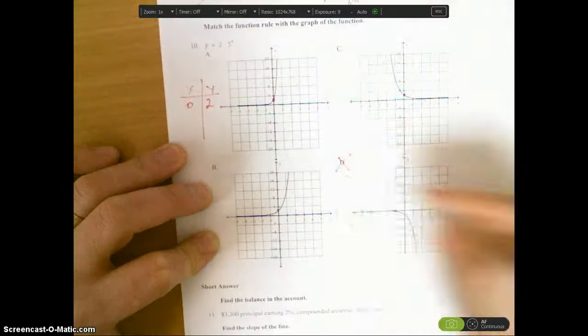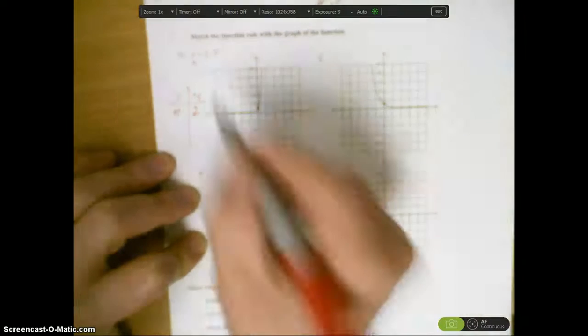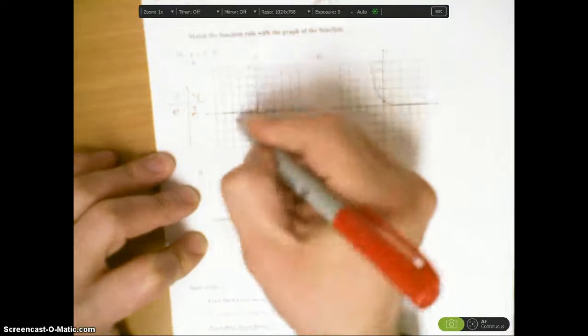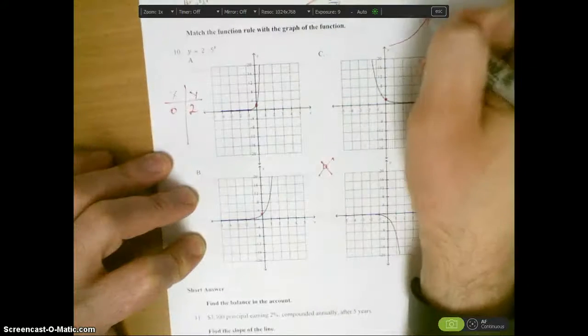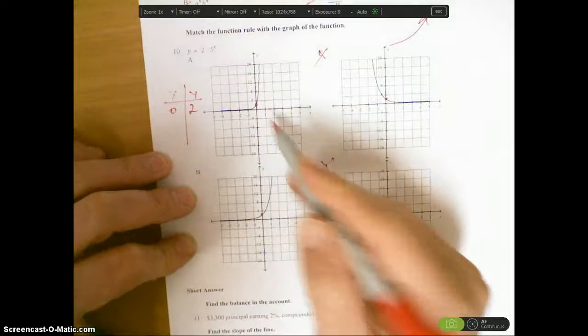So D is out. And if you remember, C's got to be out too because this is a positive exponential function. There's not a decimal here. The general form is that they do this. Okay, so C is out. That leaves me with these two, and so we got to be careful.